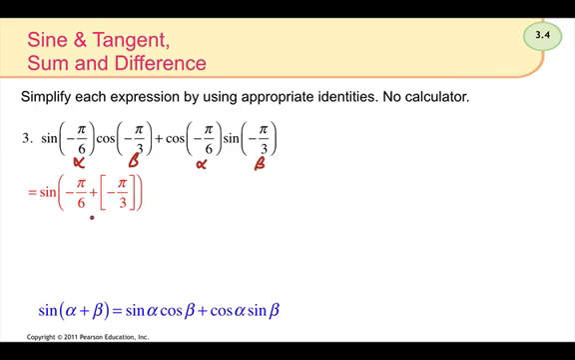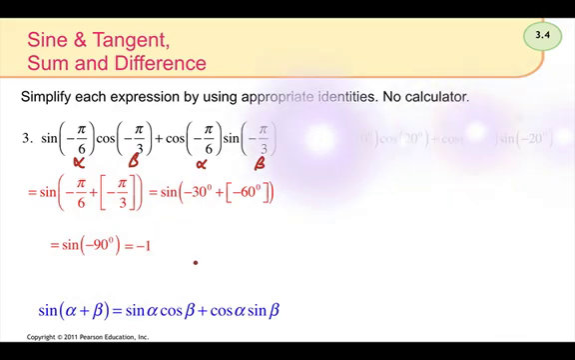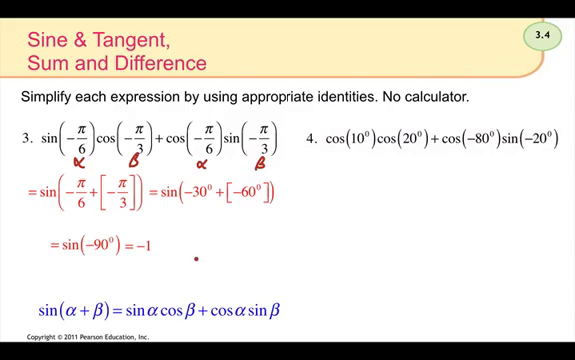One of the things that you can do is you can work with the radians, or we can rewrite those as degrees, and you should recognize that it becomes the following. A little bit easier. Then we add these two angles. We end up with negative 90. I simplify this using the unit circle, and I get negative 1. Number 4, I'll go over in class. Let's jump to number 5.